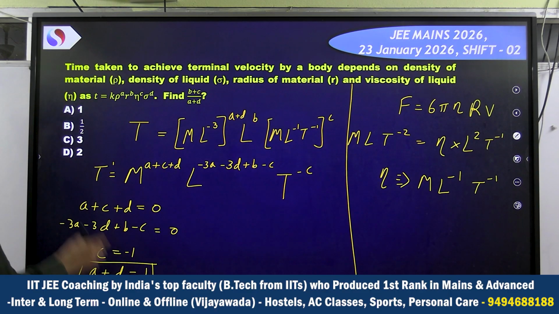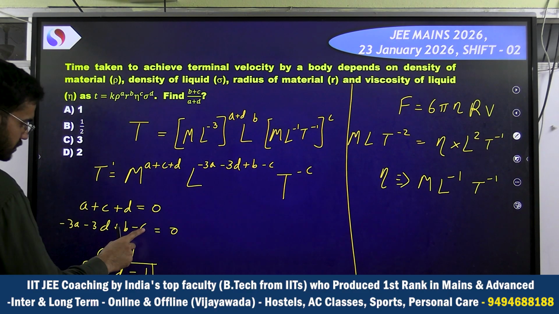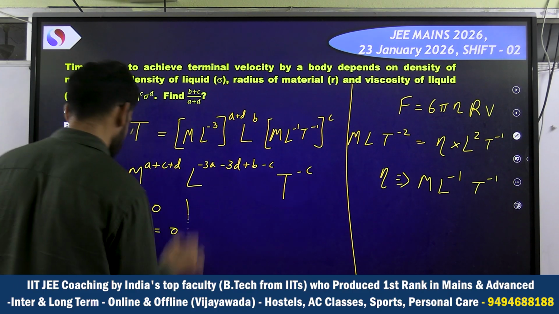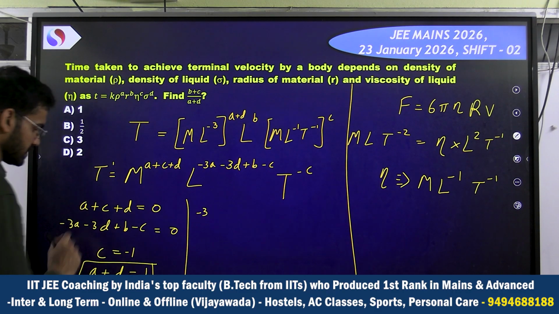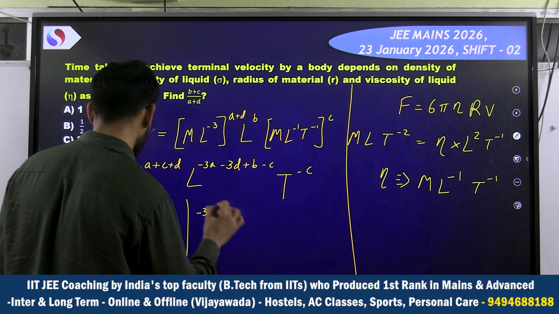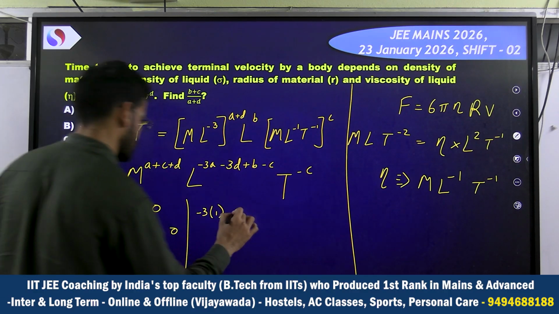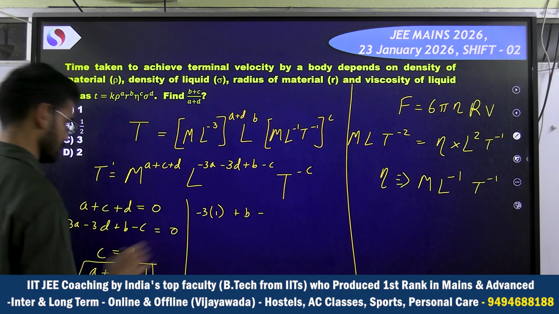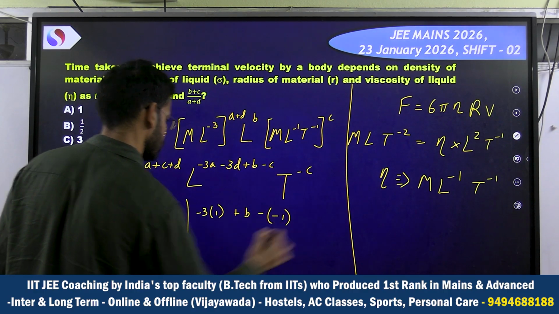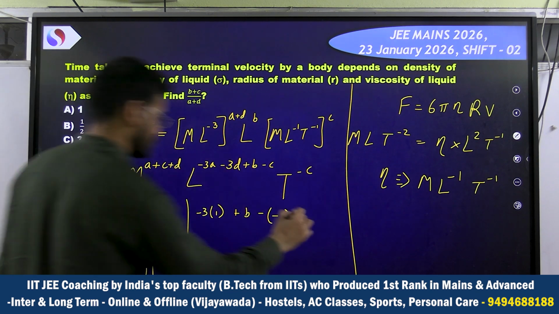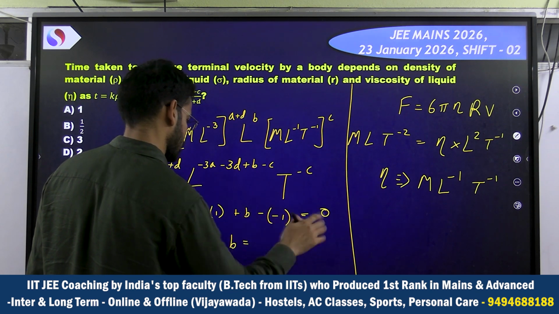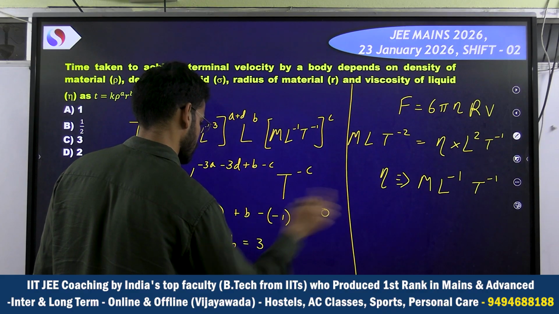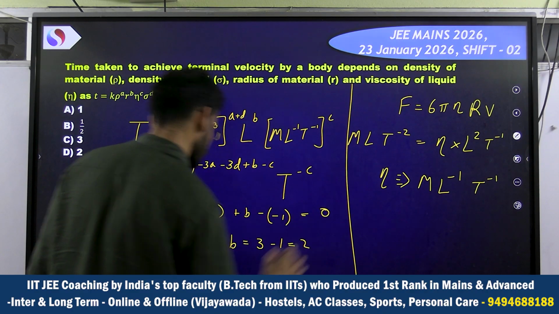Now if you put A plus D and C here, then B will come, right? So I will take minus 3 common. See here, minus 3 common, A plus D will be 1, and plus B minus C, where C is minus 1, is equal to 0. So from here B came how much? Minus 3, that side 3, and this is 1, that will be minus 1. So this is 2.